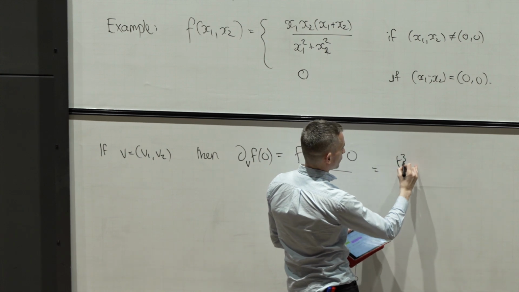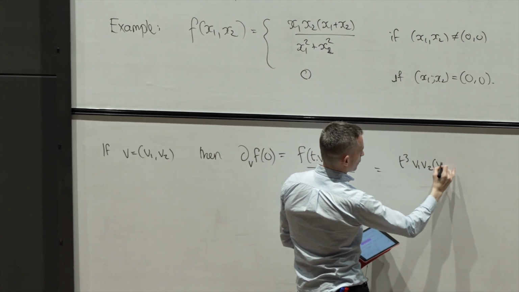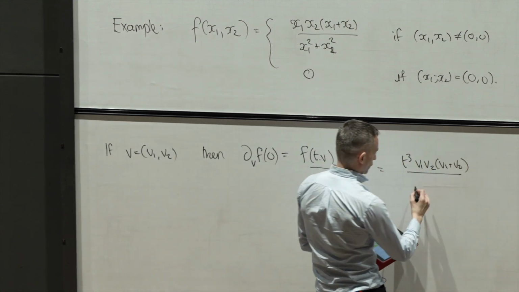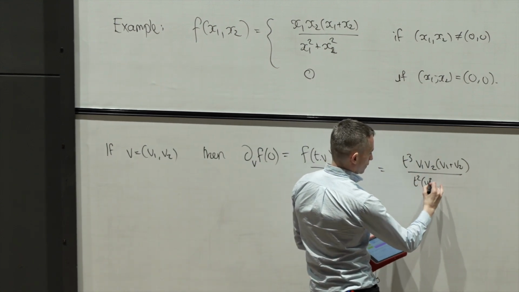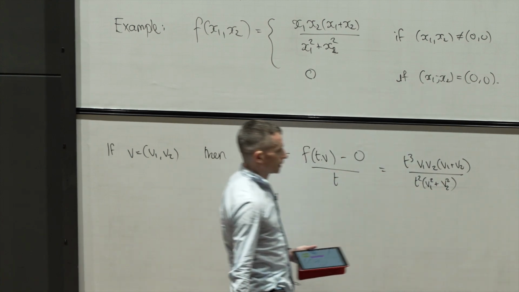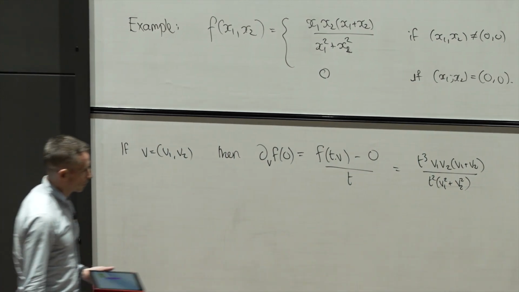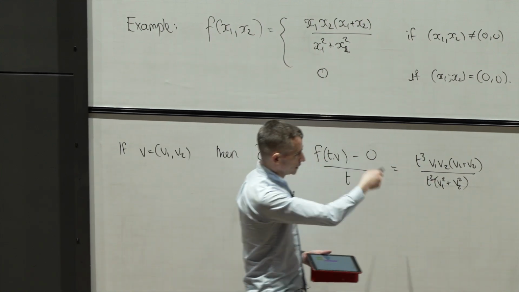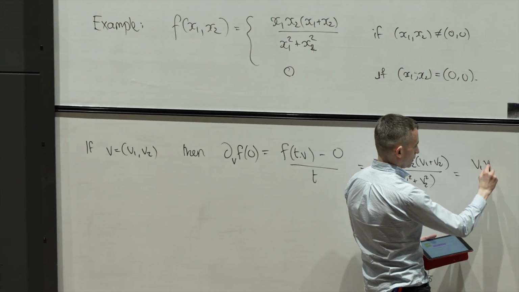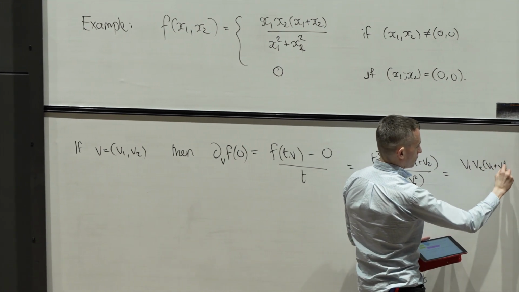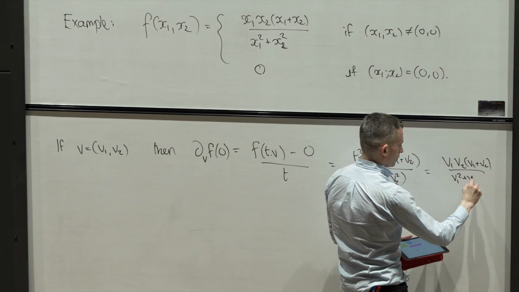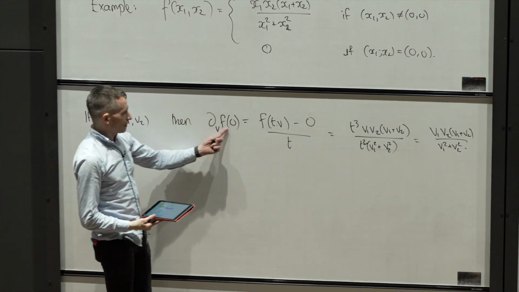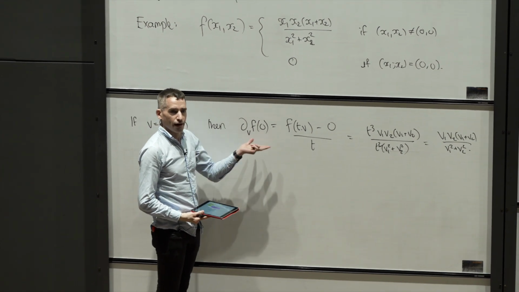So this is t cubed, v1, v2, v1 plus v2, divided by, well, t squared, just coming from the f of t applied to v, and then I divide by t again, so that's t cubed, and then the t cubes cancel, so this is just... okay, so the directional derivative of f at the origin in the direction v is just f at v.